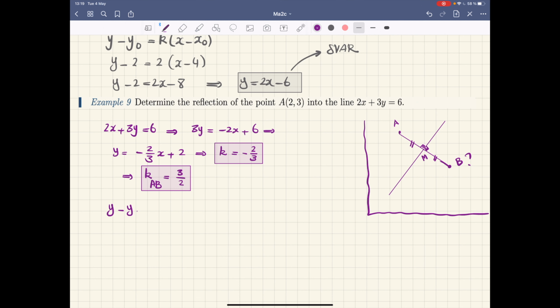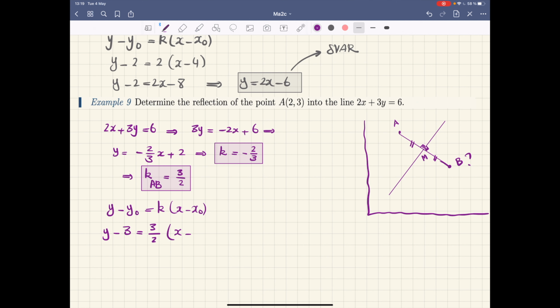1 minus y node is equal to k times x minus x node. So what is y node here? What's the number? Read it for me. 3. And what is the k value? K value is 3 over 2. 3 over 2. Okay, so I just want to make sure that you are not confused.